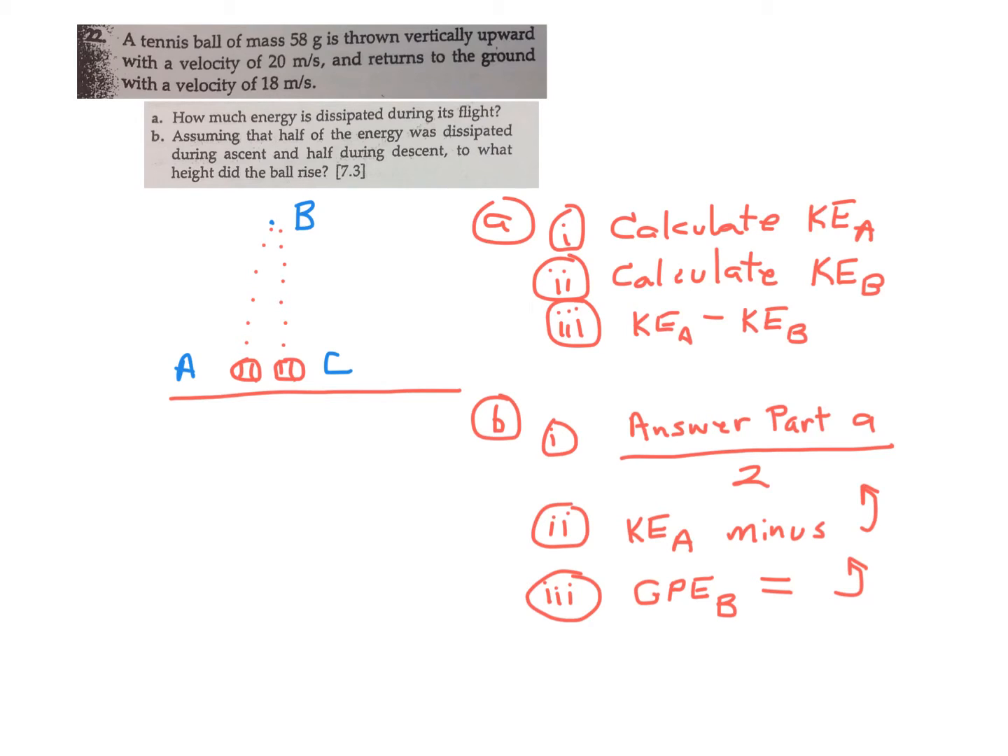Draw your picture. You have a ball that's going from A, ground level, up to B, maximum height, back down to C, same level as A. So it's giving you some information and asking you how much energy was dissipated or lost or turned into heat as the ball travels through the air.